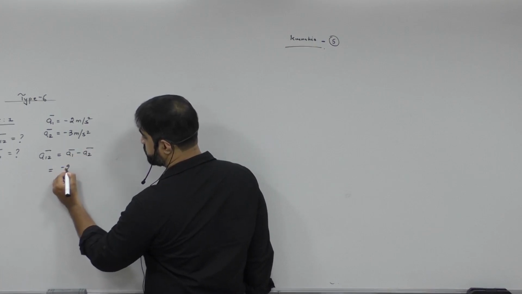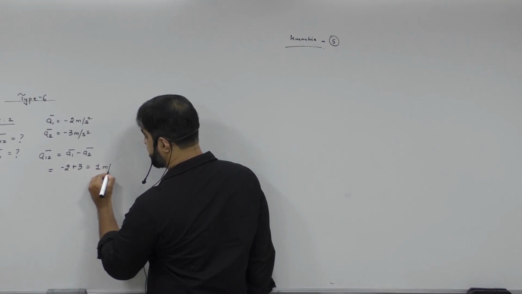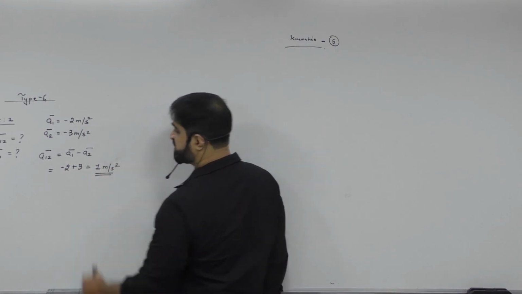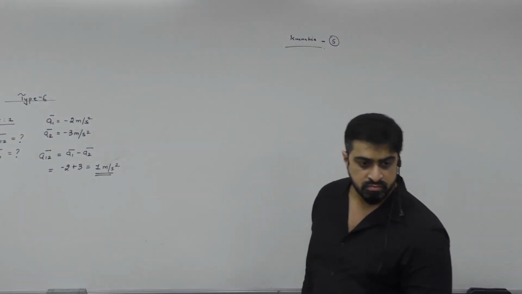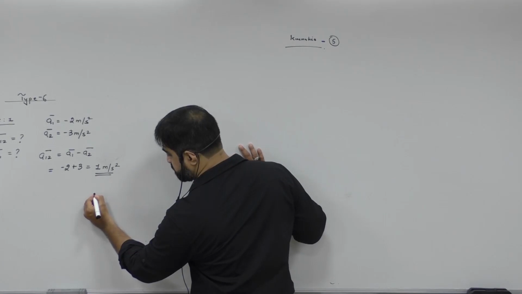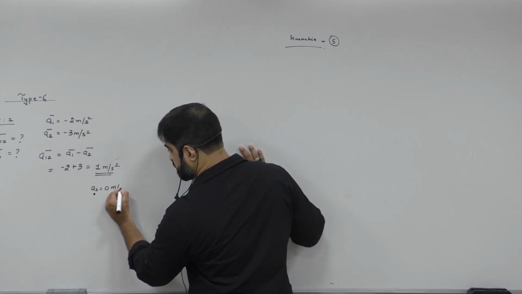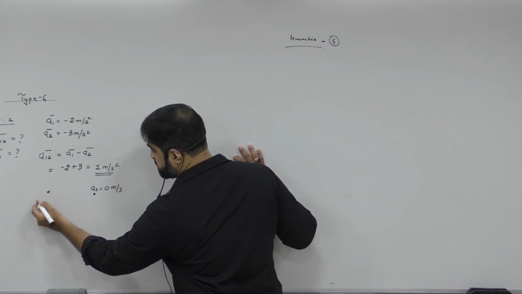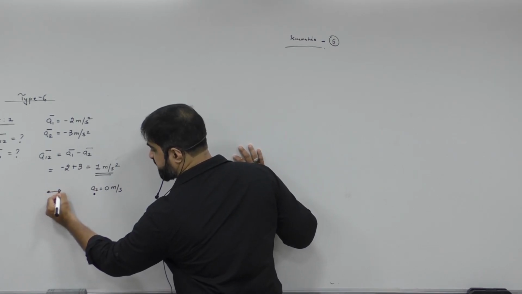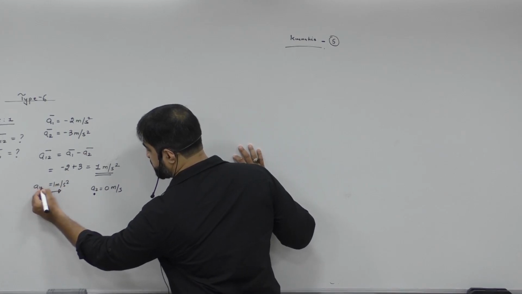A1 bar is minus 2. Minus 3 will become plus 3, will become plus 1 meter per second square. Now you can say, who is looking at whom? 2 is looking at 1. So whoever is looking, his acceleration will be 0. And this guy 1 appears to be coming near with 1 meter per second square. This is the acceleration of 1 with respect to 2.